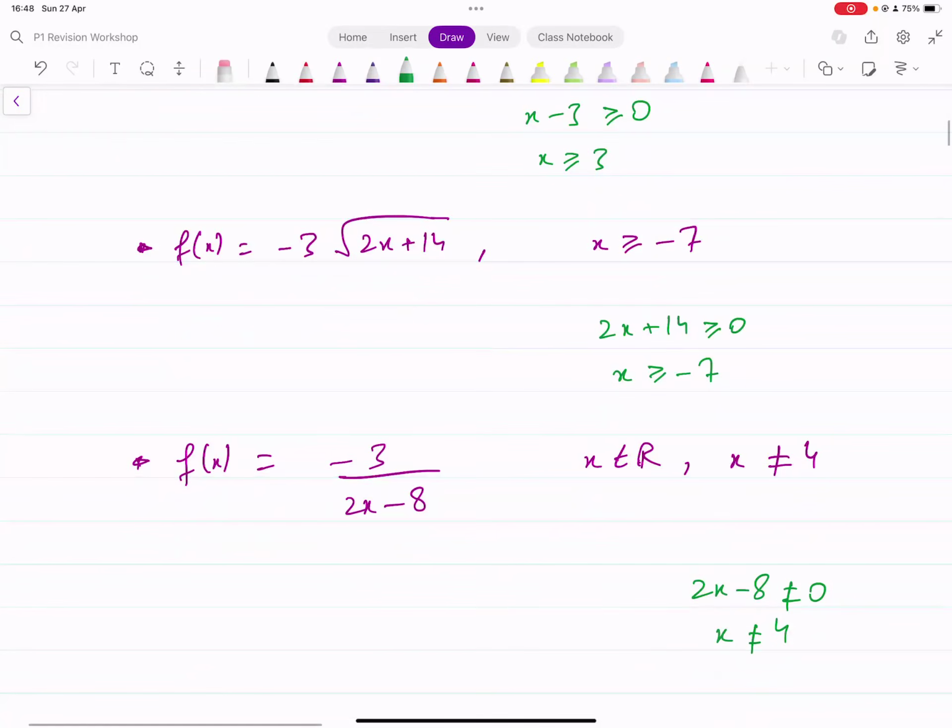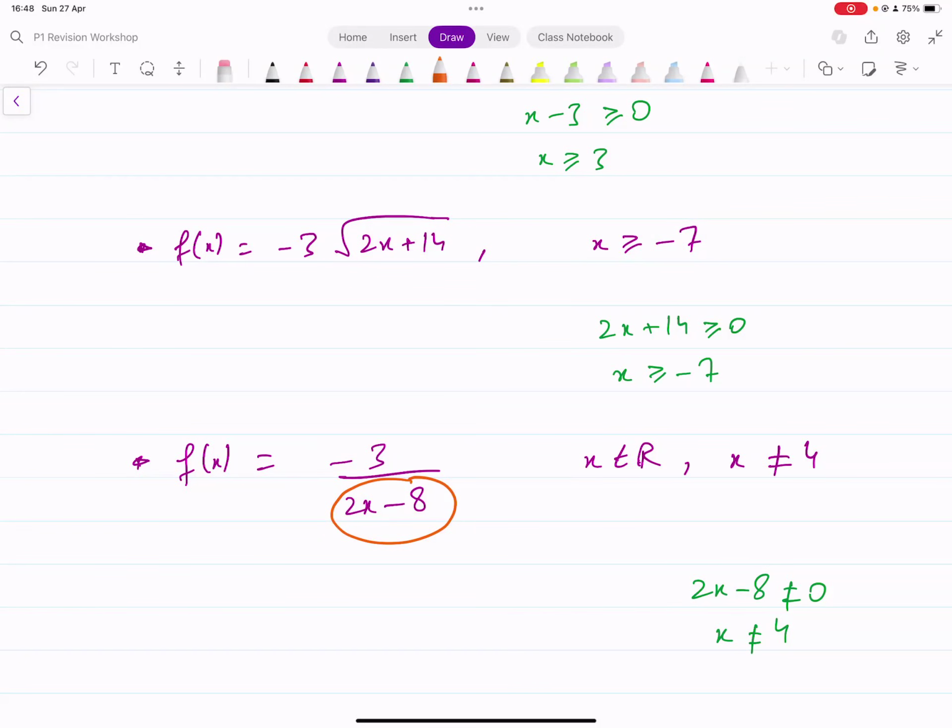And the second thing that you need to know about domain is if you have x in the denominator. So if you have minus 3 over 2x minus 8, is this function defined for all possible values of x? Well, pretty much all values, but there's one exception, and that is that the denominator cannot be equal to 0, because division by 0 is not possible. If you end up getting 0 in the denominator of a fraction, that fraction becomes undefined.